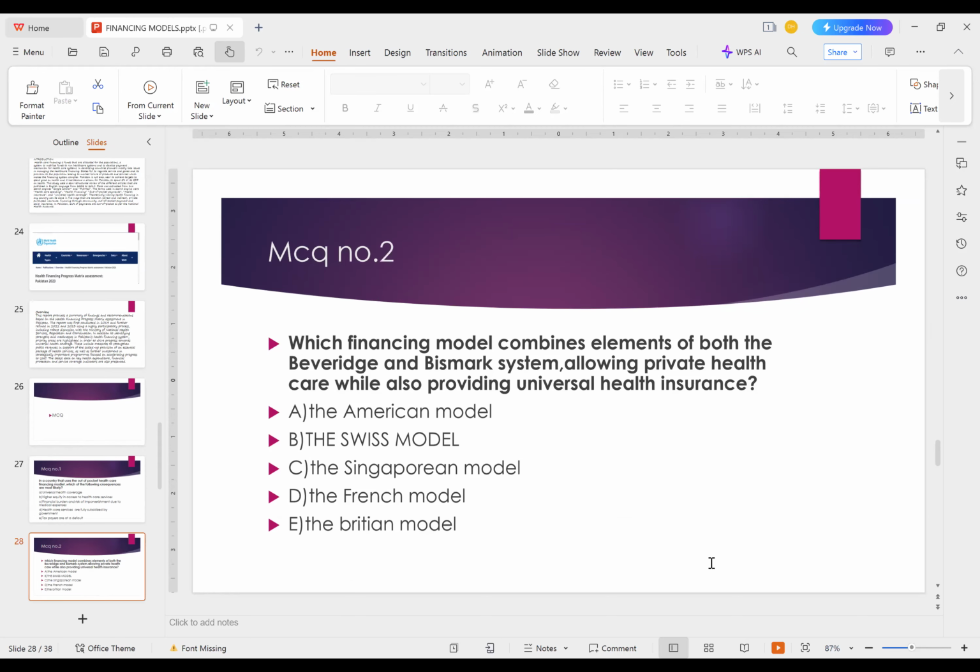MCQ number 2. Which financing model combines elements of both the Beveridge and Bismarck system, allowing private healthcare while also providing universal health insurance? A, the American model. B, the Swiss model. C, the Singaporean model. D, the French model, or E, the Britain model. The correct answer is D, the French model.